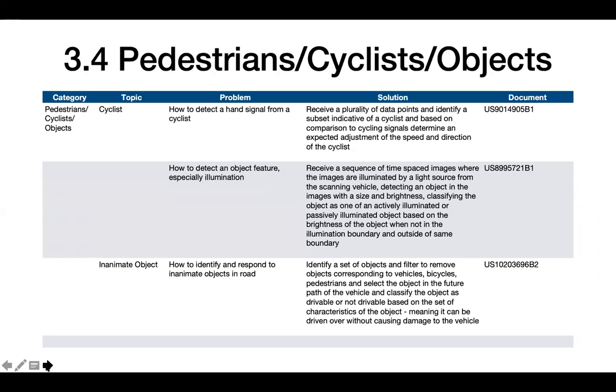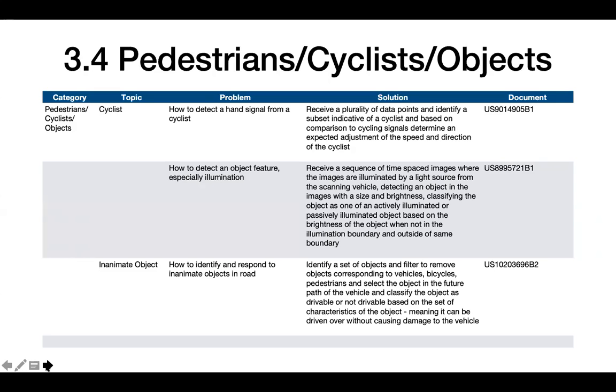The second one here is how do I detect illumination of the type that you would find on the reflectors of a bicycle. Receive a sequence of time-spaced images where they are illuminated by a light source from the vehicle that is doing the scanning. Detect an object with the size and brightness that can be classified as an actively illuminated or passively illuminated object. And based on that, we can characterize it as a bicycle reflector.